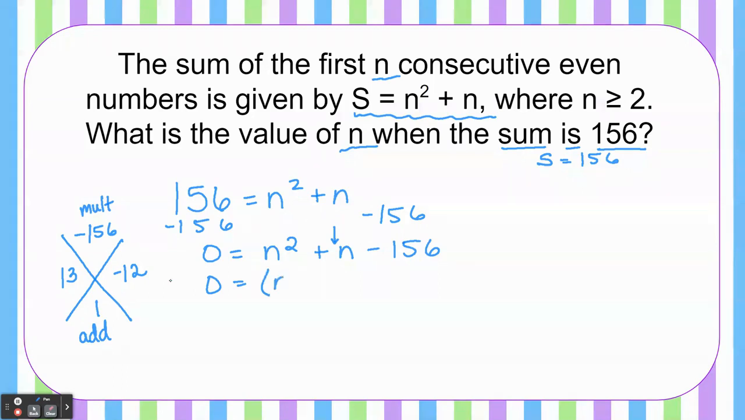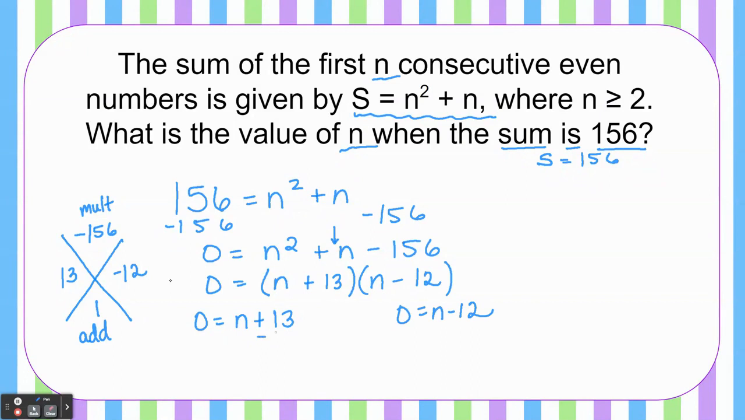Now, what do we do with those? Well, we put them in a parentheses with an n, and then we set each parentheses equal to 0. So n plus 13 equals 0, and n minus 12 equals 0.